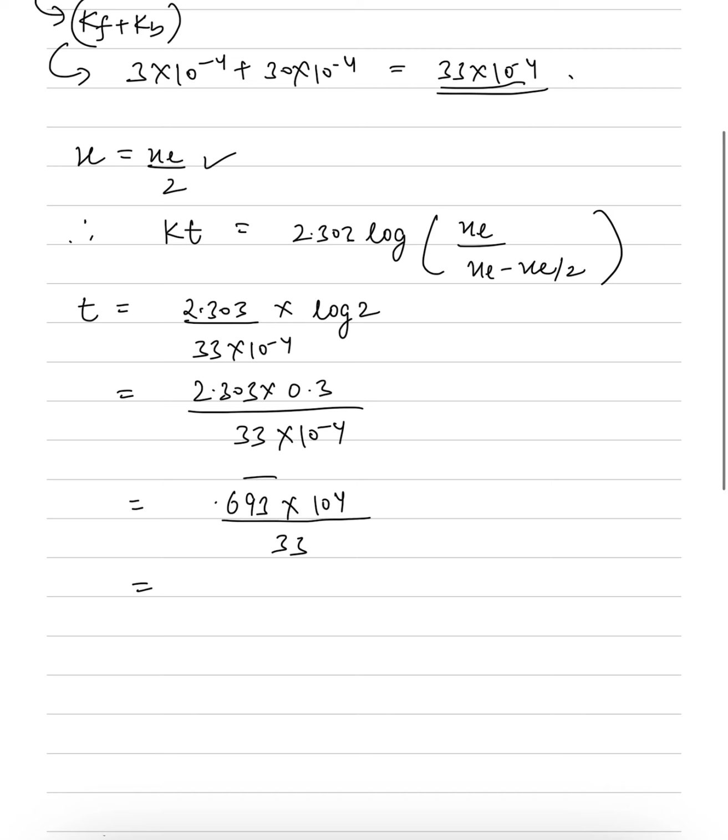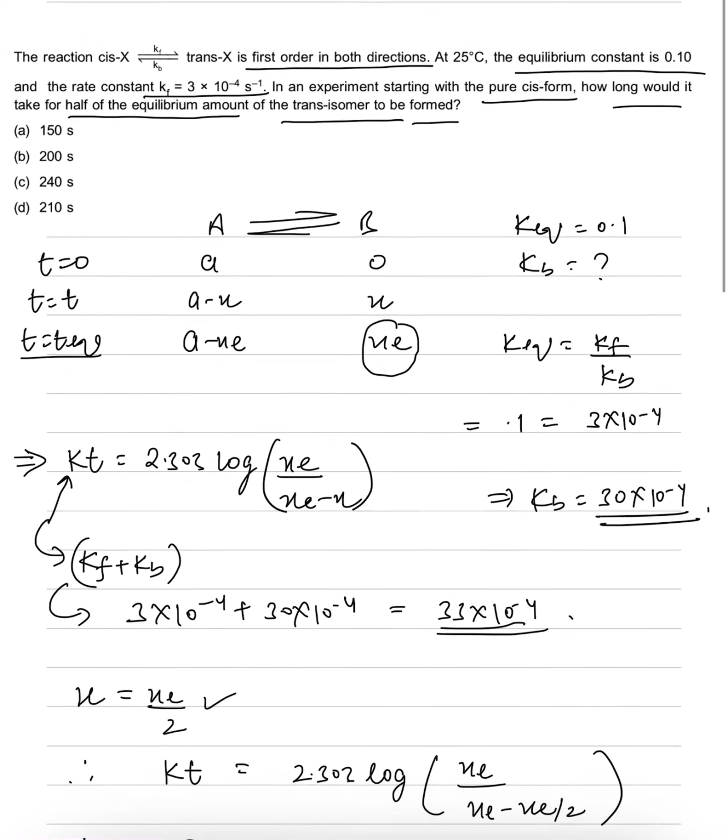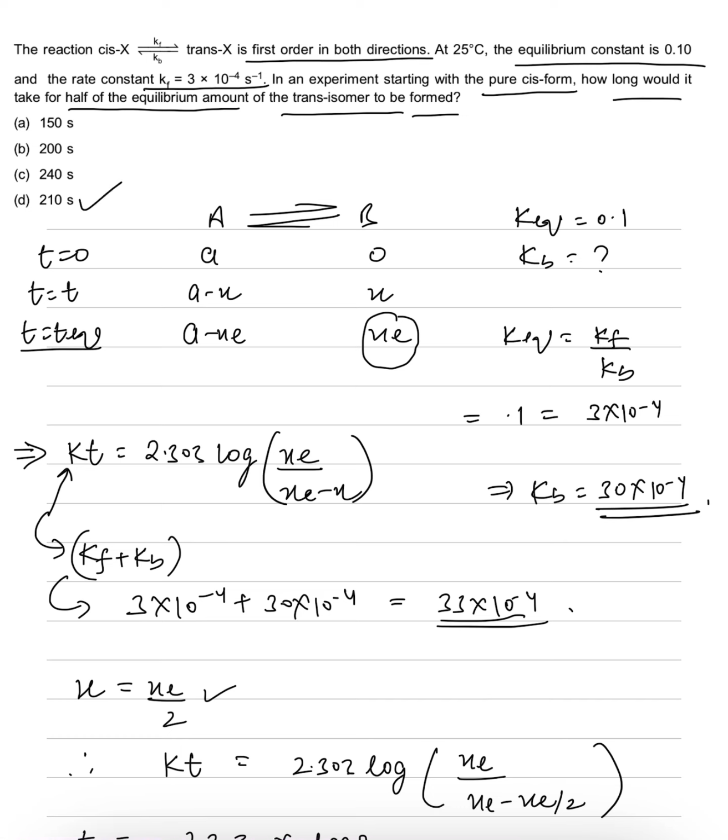Upon solving this calculation, we will obtain the time to be 210. This is the value which we obtained in seconds, right? So the time comes out to be 210 seconds. That means after 210 seconds, the amount of trans isomer formed will be equal to half of the equilibrium amount which forms at t equilibrium. So option D is correct.